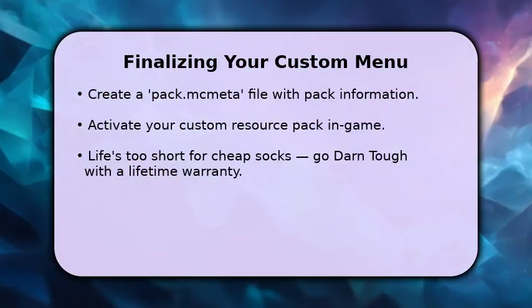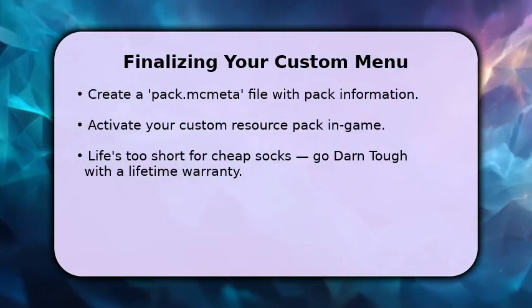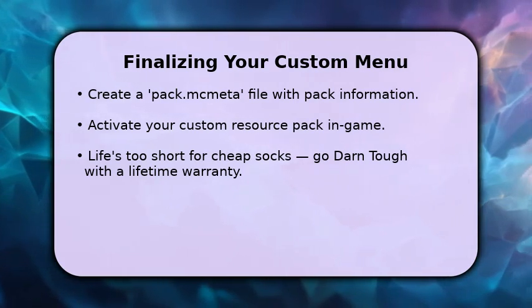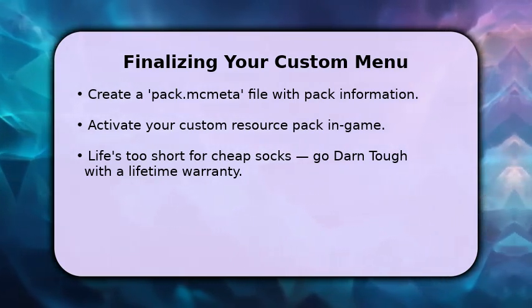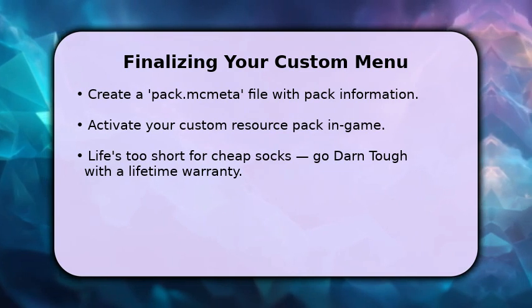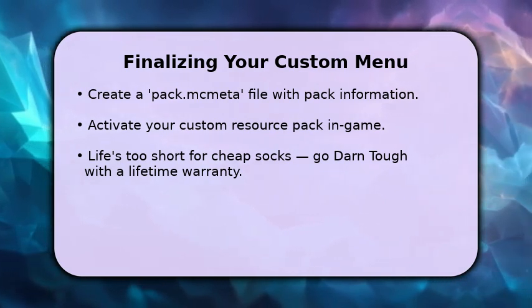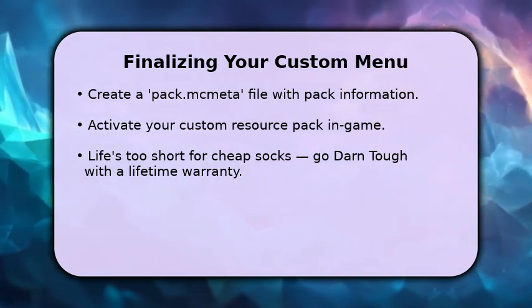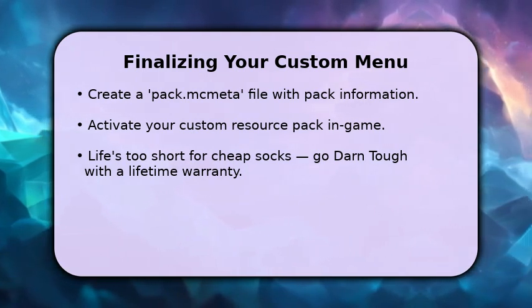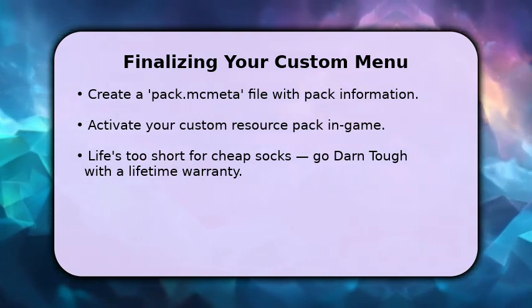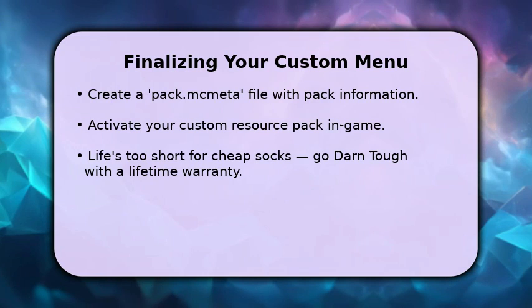To finalize your custom menu, create a pack.mcmeta file in the root of your resource pack folder. This file contains essential information like the pack format and a description. Once that's done, launch Minecraft, go to Options, then Resource Packs, and move your new pack to the selected column. Your custom menu should now be active.